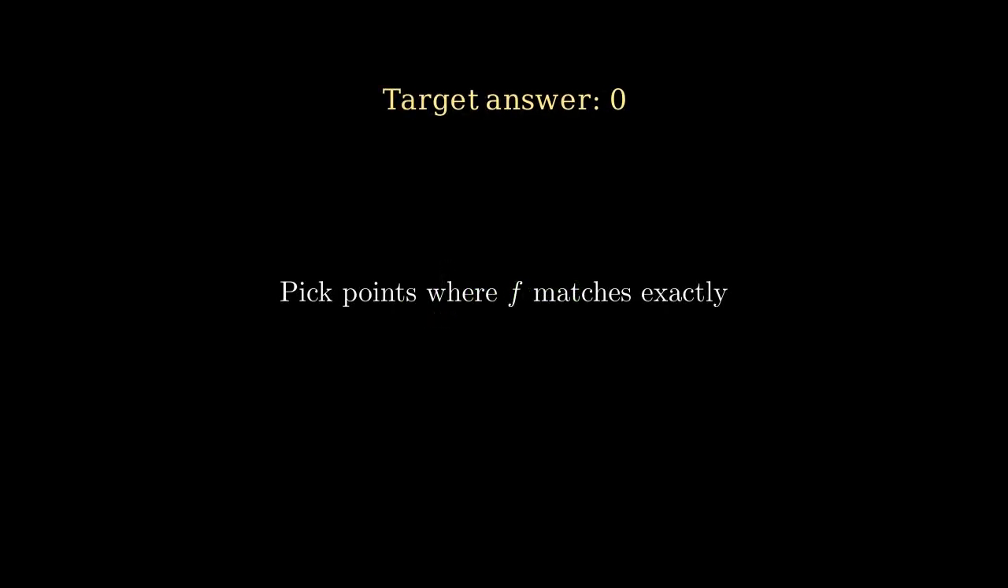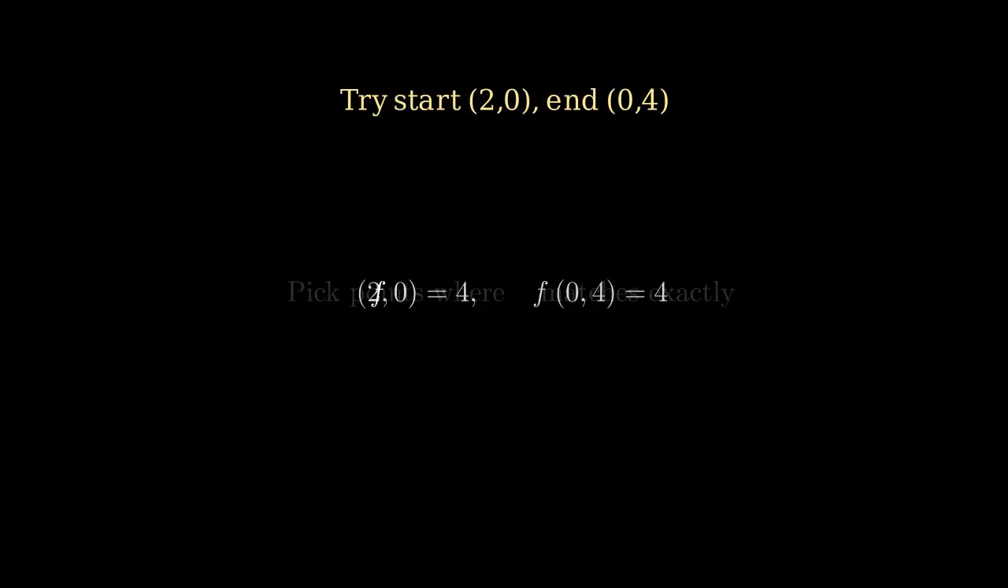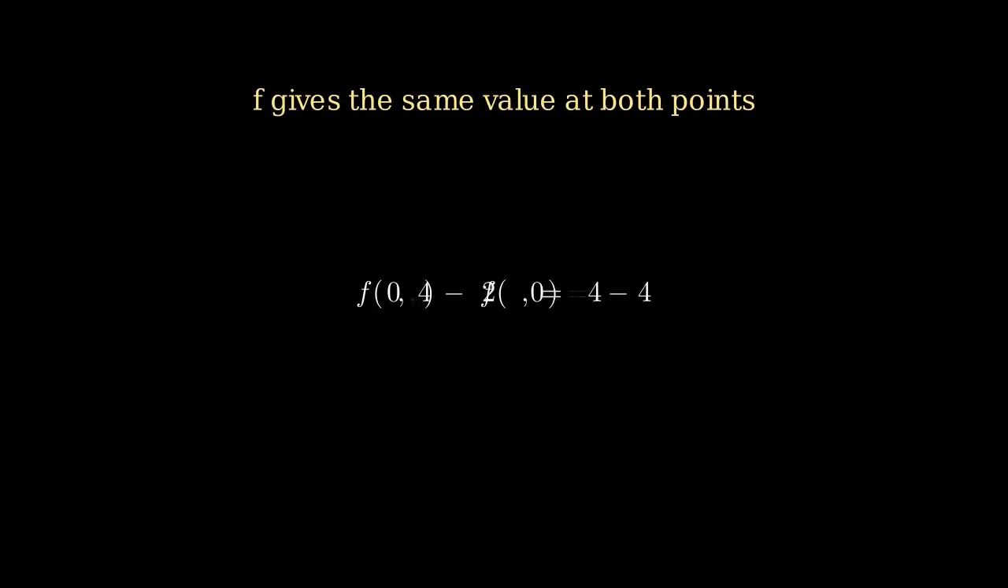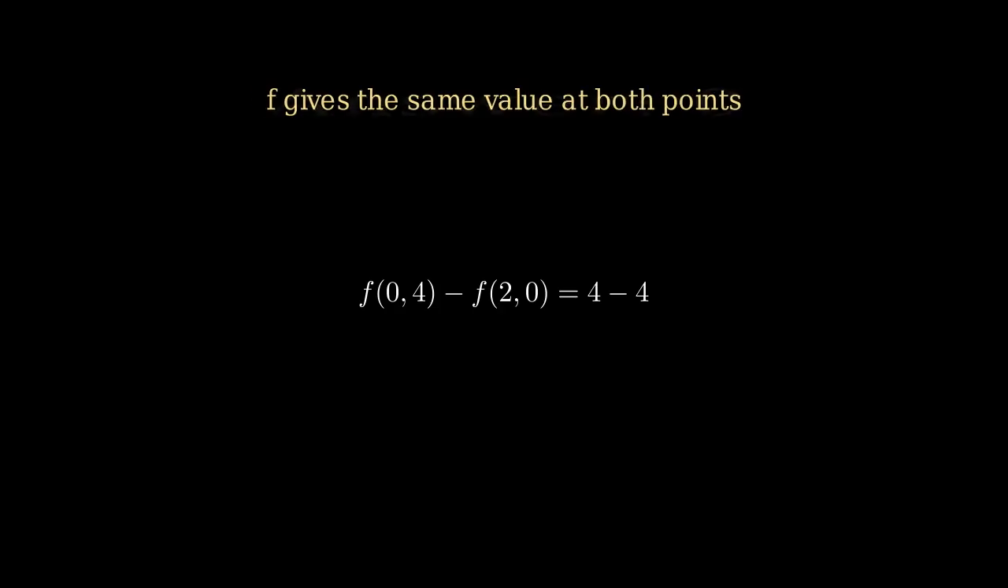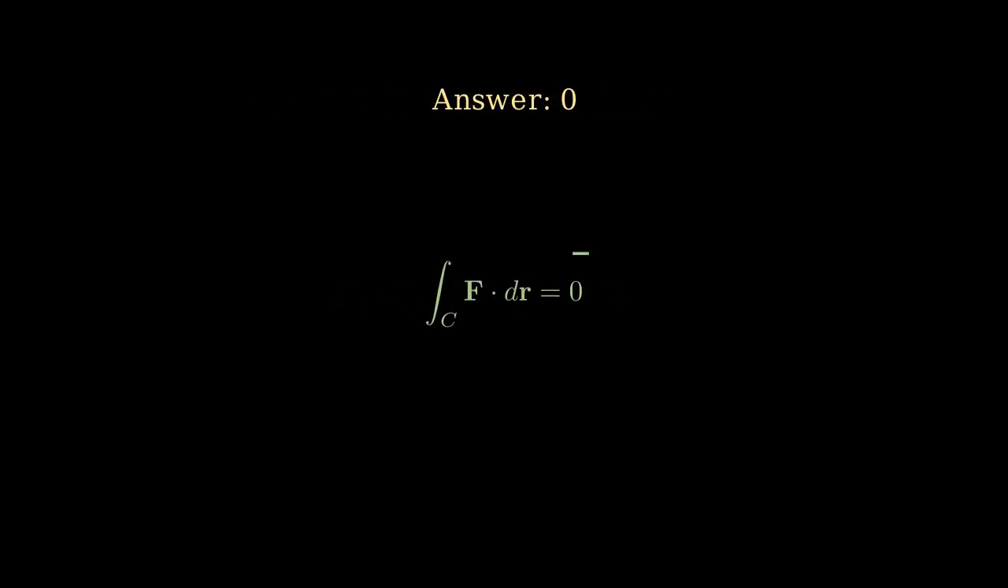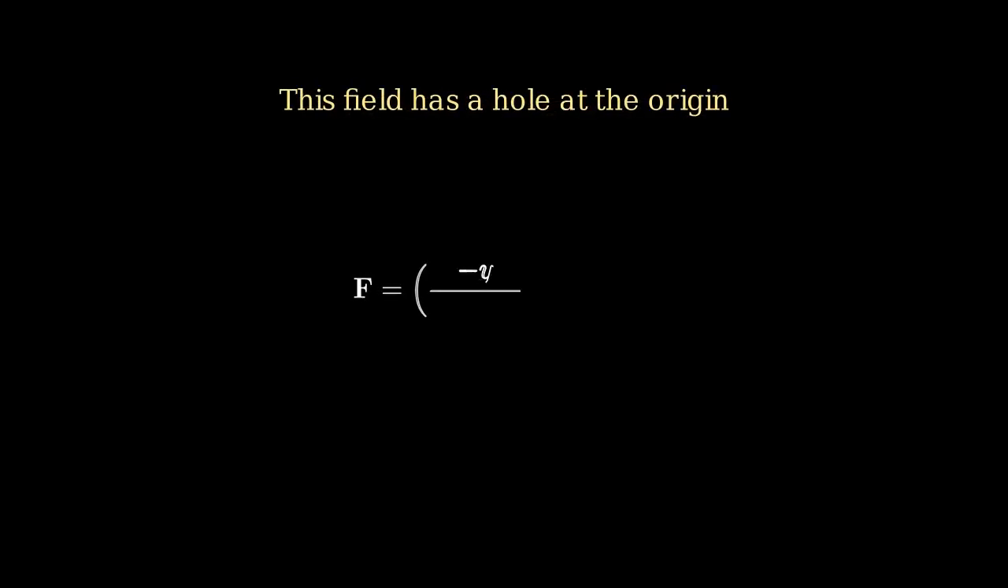Part B, target answer of 0. Pattern to recognize: the easiest way to force 0 is picking a start and an end point where f gives the exact same value, even if the points themselves are different. Try start (2, 0) and end (0, 4). f(2, 0) equals 2 squared plus 0, which is 4, and f(0, 4) equals 0 squared plus 4, which is also 4. So the difference is 4 minus 4. Answer: 0.